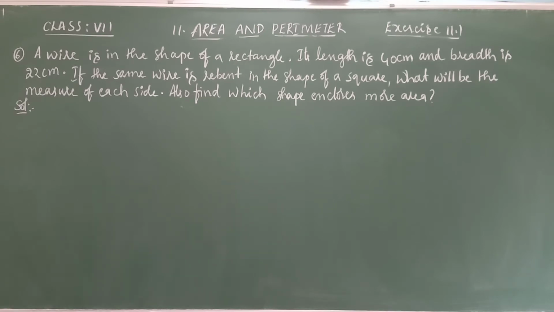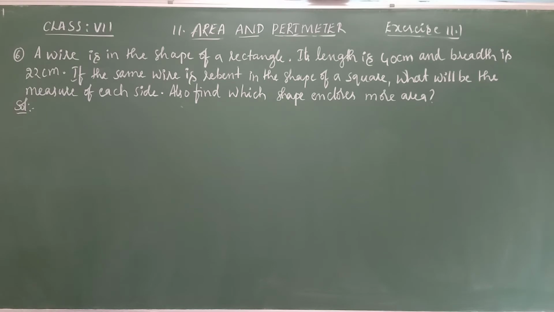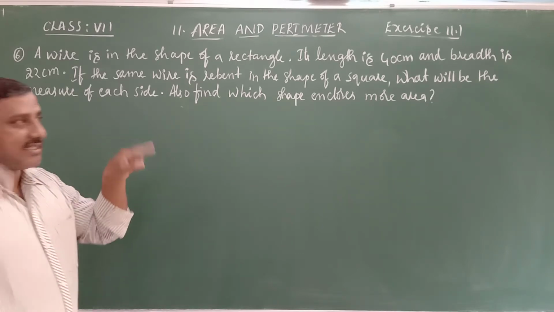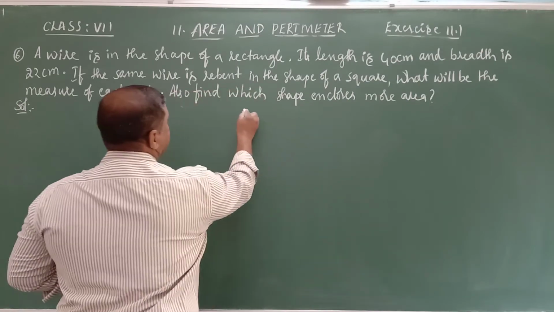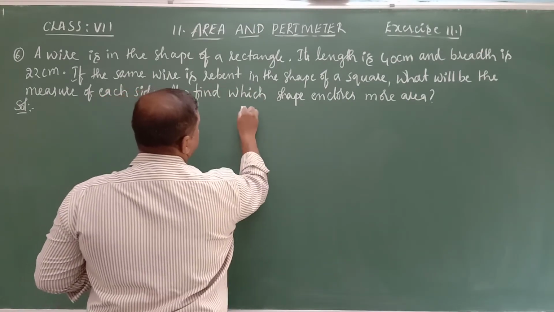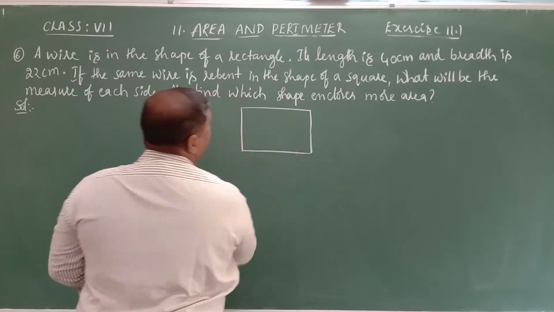Now we'll discuss the sixth question from the 11.1 exercise. A very good question it is. A beautiful question. So a wire is in the shape of a rectangle. So a wire is there, in the shape of a rectangle. So this is a wire which is in the shape of a rectangle.